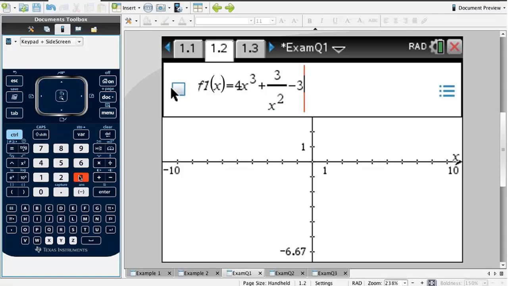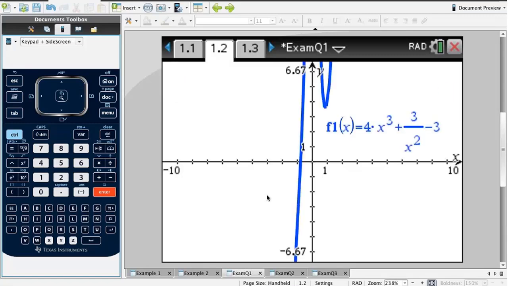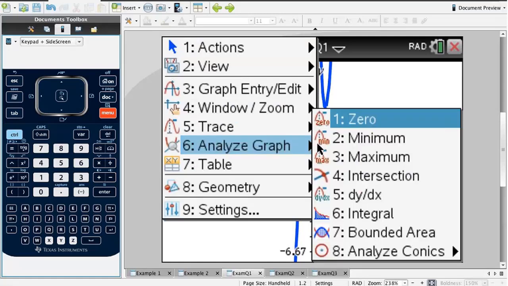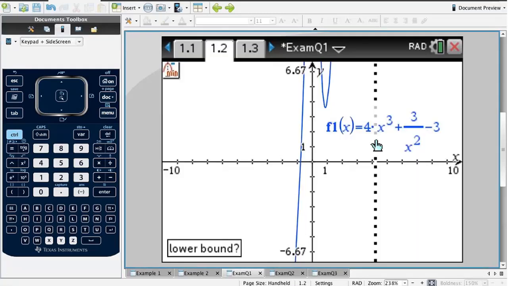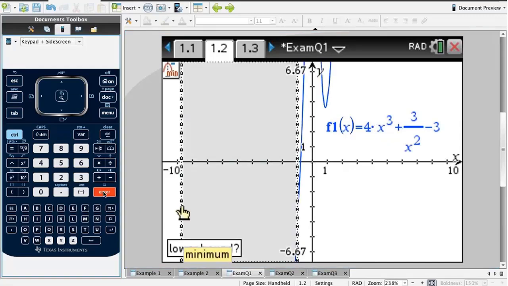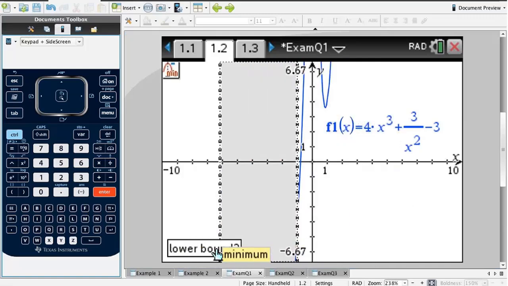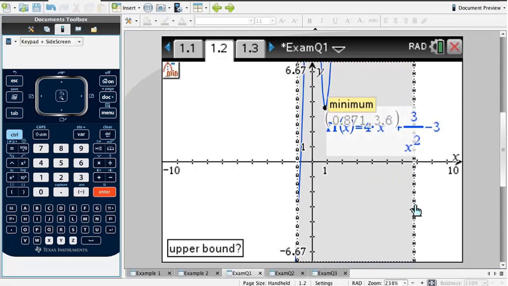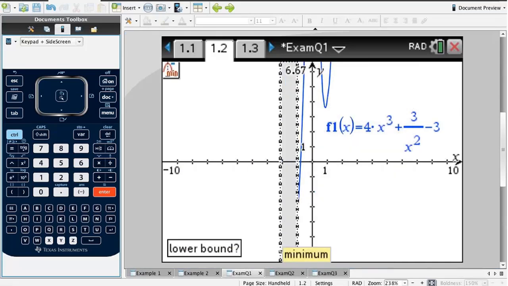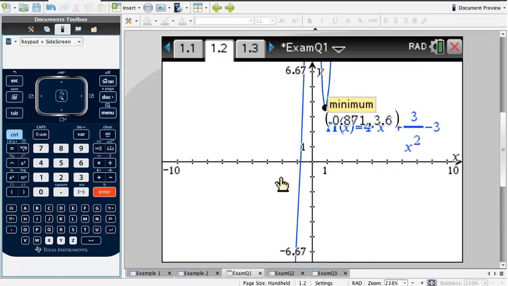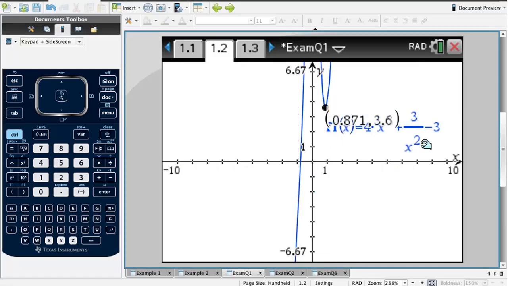Okay, so here's the graph, and I want to know the minimum between -1 and 5, so on the domain. Now, we can go menu, analyze graph, minimum. My lower bound, I'm just going to type in -1 and press enter. Now add the upper bound. So it actually asks for lower bound, but if I move my cursor over here, it'll ask for upper bound. And now I want to type in 5. Now look at that. It's given me the minimum stationary point.